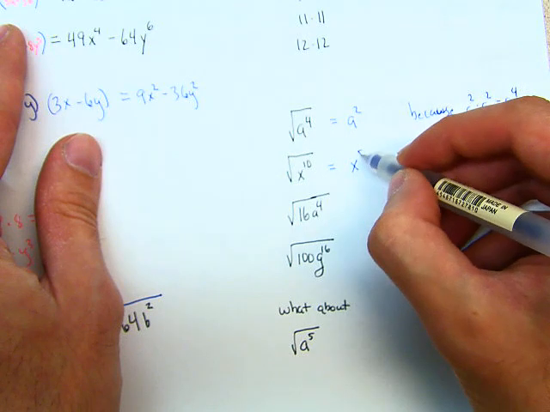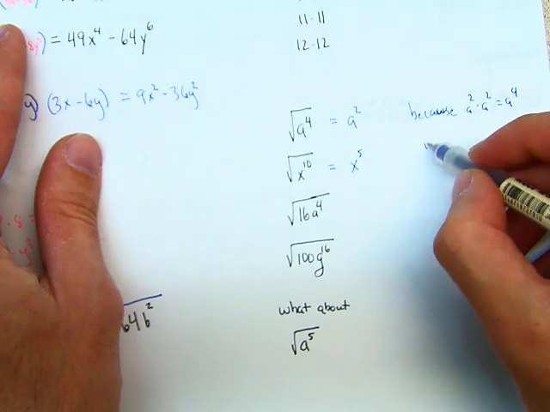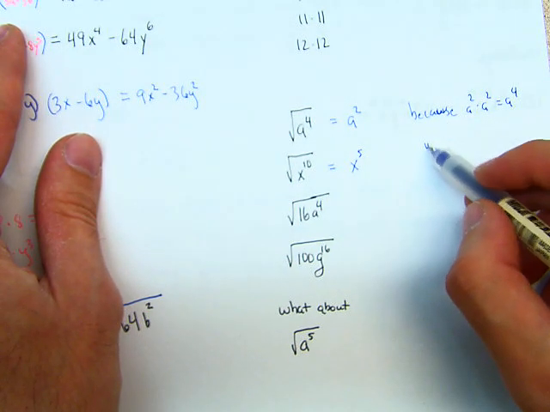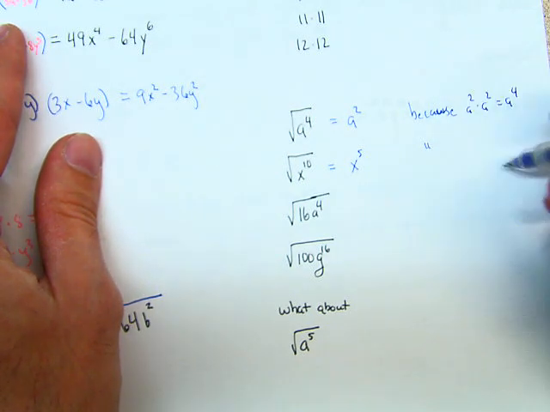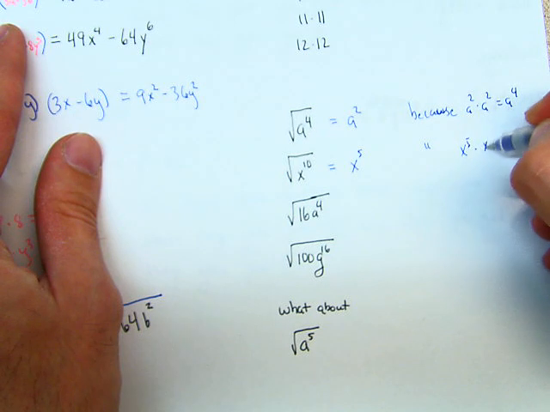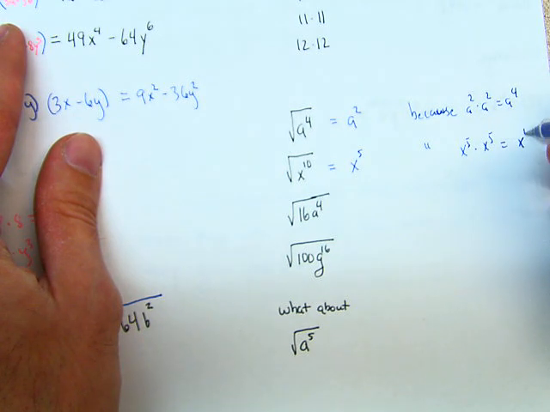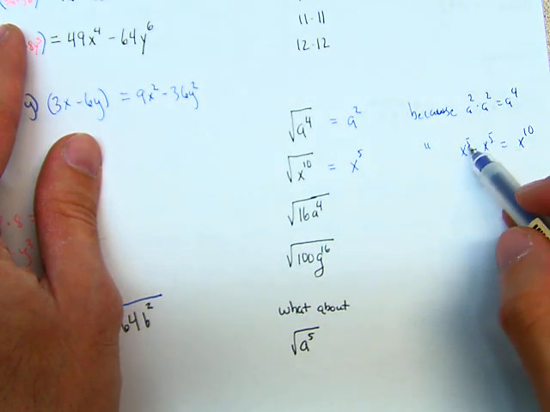This will be x to the 5th, because x to the 5th times x to the 5th is equal to x to the 10th, right? You're just adding the exponents.